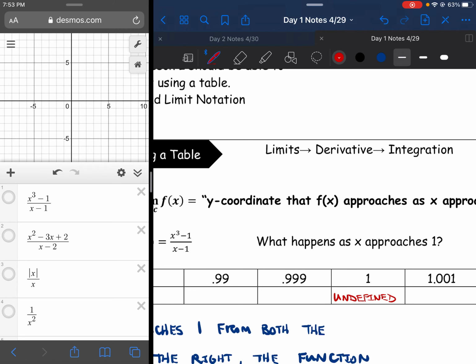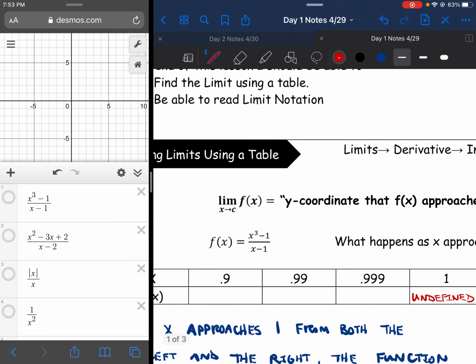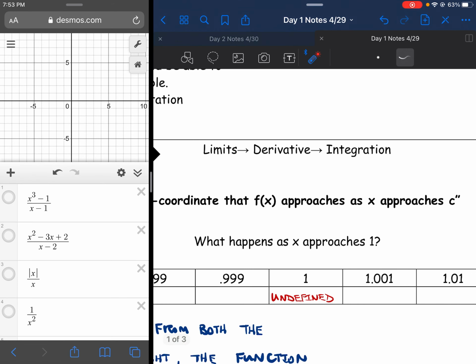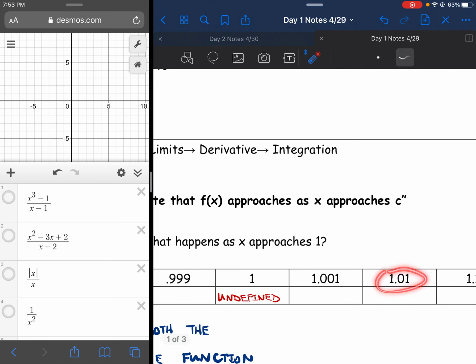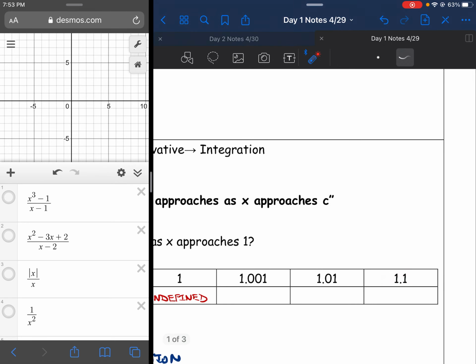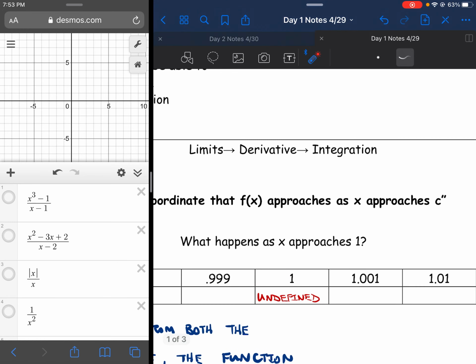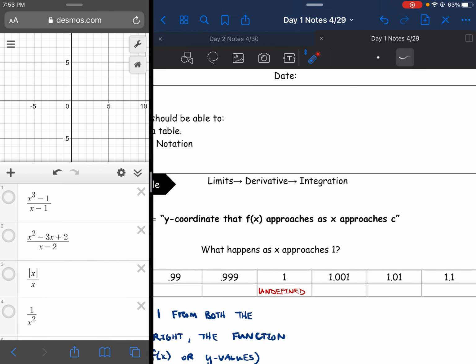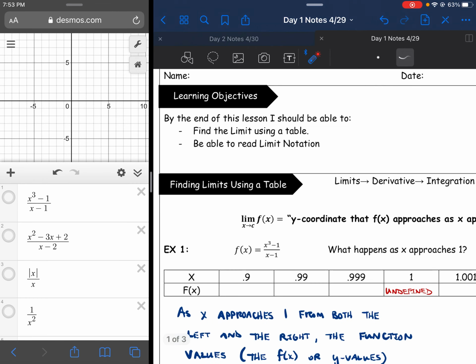Let's start looking around 1. So the input values really close to 1 would be something like 0.99, 0.999, or on the right side of 1, the inputs to the right of 1 would be 1.001, 1.01, 1.1, just values that are really, really close to 1, which is what we're really interested in. We want to know what's happening to the function values as we approach 1 for the x values, the inputs. So again, you can plug all these x values into the function itself to get the value, but I'm going to actually use Desmos and create a table of values.